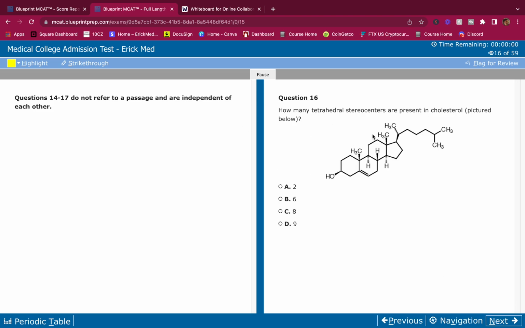How many tetrahedral stereocenters are present in cholesterol? Picture below. Okay. What is a tetrahedral stereocenter? That's just another term for a chiral carbon. That's pretty much it. Okay. We're counting how many carbons are chiral.